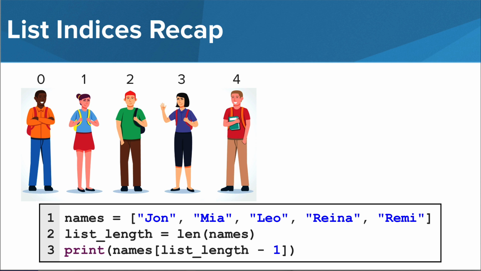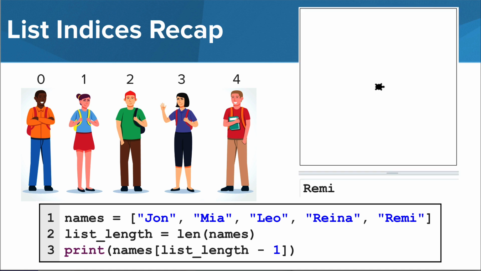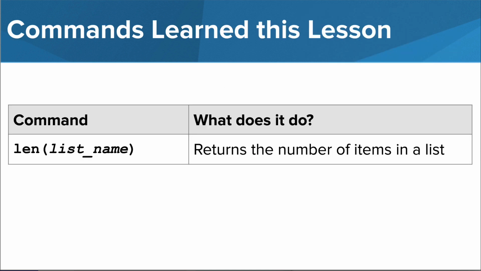If we do this on line 3 and then run the program, we'll see that the last item, Remy, is printed to the console. In this lesson, we learned how to find the length of a list.